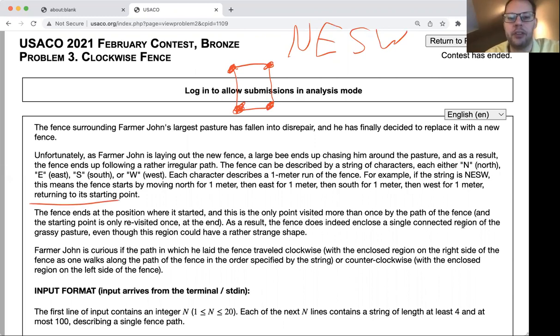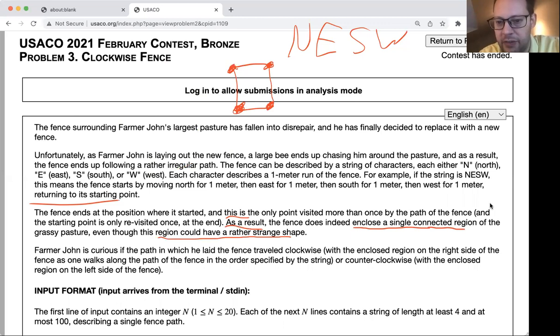So we can rely on the fact the fence is going to be a complete fence and should end where it started. The fence ends at the position where it started, and this is the only point visited more than once by the path of the fence. Okay, good. So that means the fence can't cross itself. We have to have an irregular fence that encloses a space but doesn't do a crossover or make any separate pockets. There's only going to be one enclosed area. As a result, the fence does indeed include a single connected region of the grassy pasture, even though this region could have a rather strange shape.